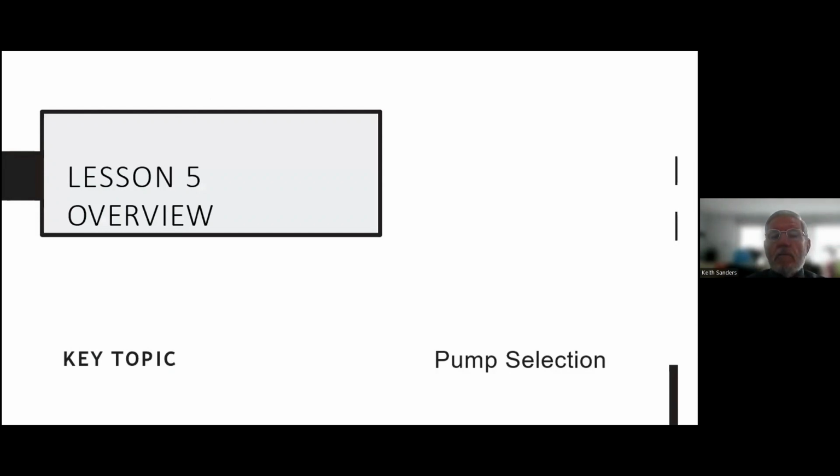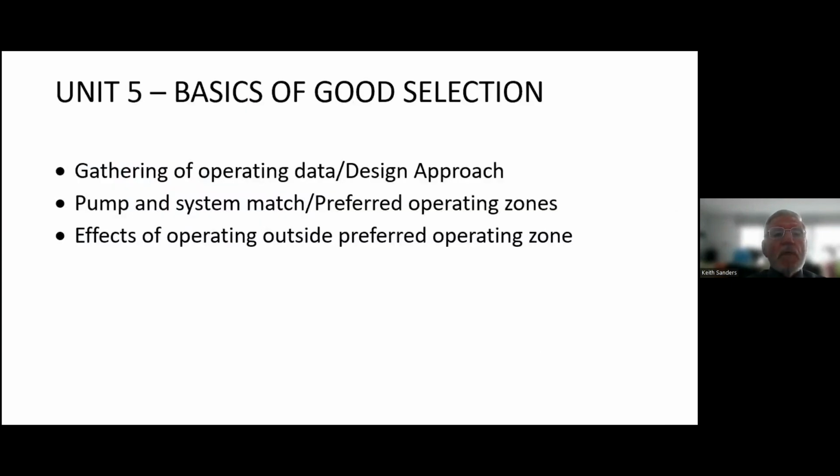Lesson 5 is pump selection itself. How do we select a pump if we are given a duty? So it's important that we gather as much information about the operation as possible. We need to look at the pump being a suitable match for the system and discuss preferred operating zones. Because when you work away from best efficiency on pumps, you'll find that it has some impact on the operational reliability of the pump if it's operating for a prolonged period outside the preferred zone.